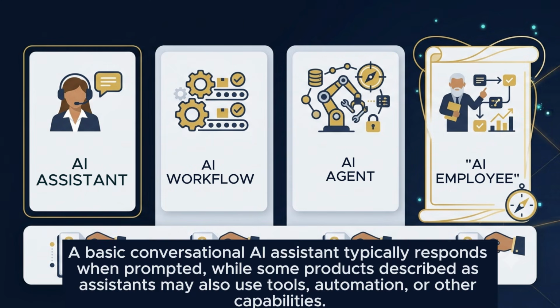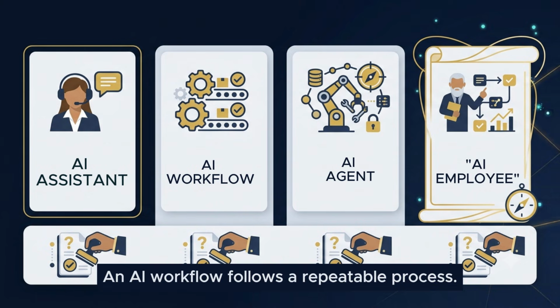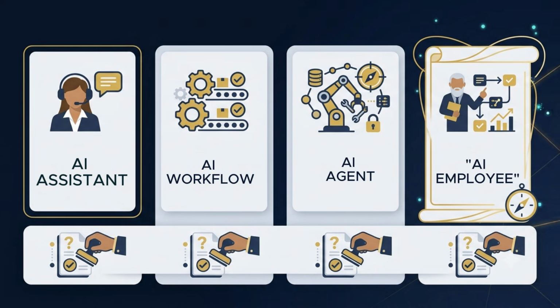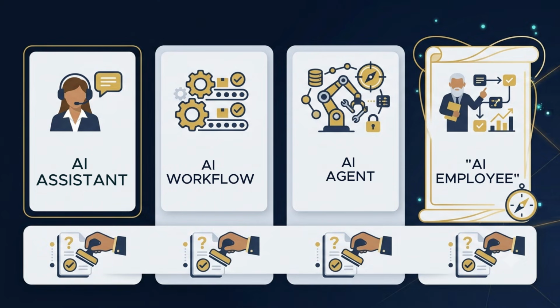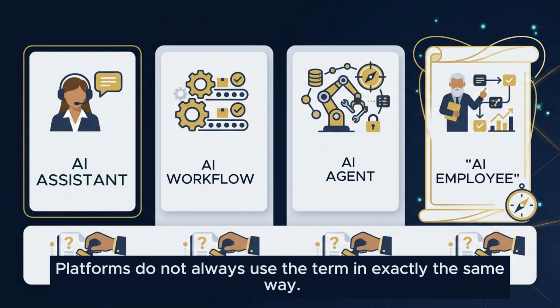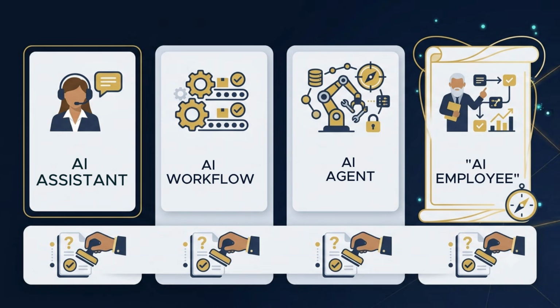A basic conversational AI assistant typically responds when prompted, while some products described as assistants may also use tools, automation, or other capabilities. An AI workflow follows a repeatable process. That is what we built today. An AI agent can pursue a goal with more freedom to choose steps and may use tools or take actions within defined permissions. Platforms do not always use the term in exactly the same way.